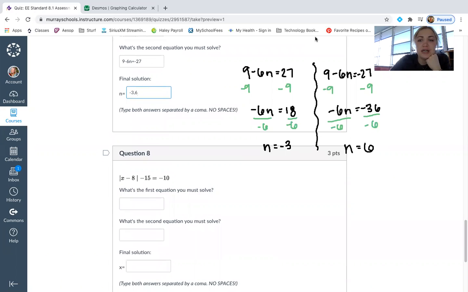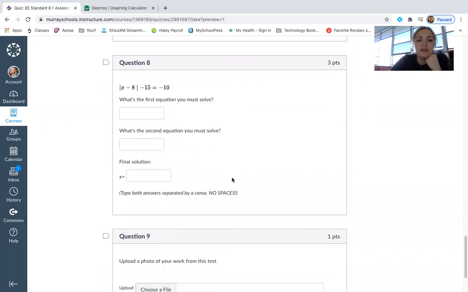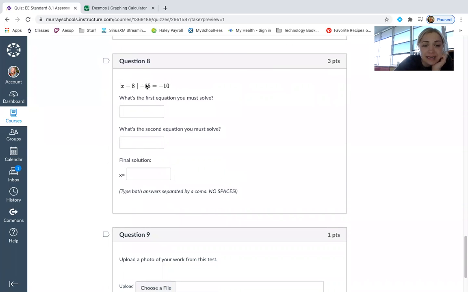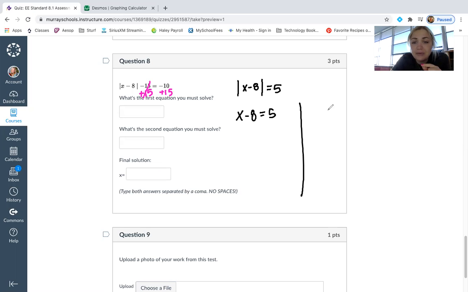Okay, let's go to question number 8. On question number 8, I cannot split into the first and second equation until I get rid of that minus 15. So on your paper, I would want to see adding 15 on both sides. You need to eliminate that minus 15 so that you have the absolute value all by itself. So when I do that, I've got absolute value of x minus 8. And then when I add 15 to that negative 10, I get positive 5. So when I split this, my first equation, x minus 8 equals 5. My second equation, x minus 8 equals negative 5.